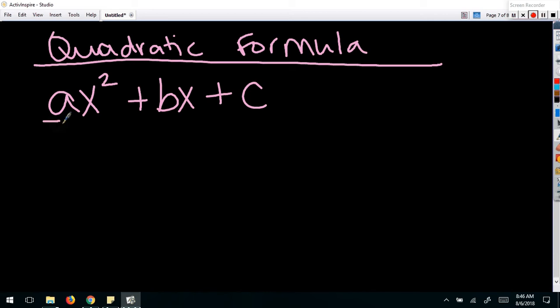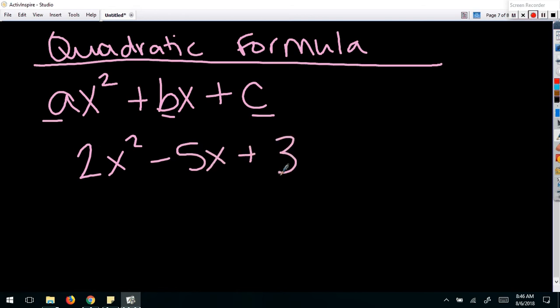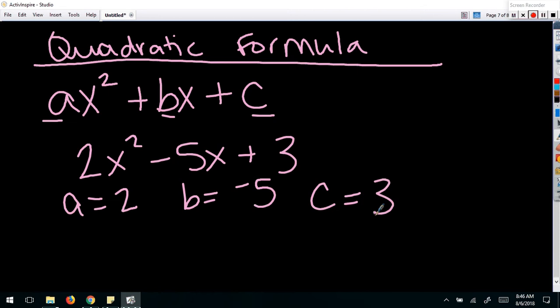We have the a, the b, and the c; those are just coefficients in front of those variables, okay? So if I had something like 2x squared minus 5x plus 3, here my a is 2, my b is negative 5, that sign is going to go with it, and the c is 3. It's important that you be able to recognize these variables because we're going to use them to plug into the quadratic formula and actually solve.